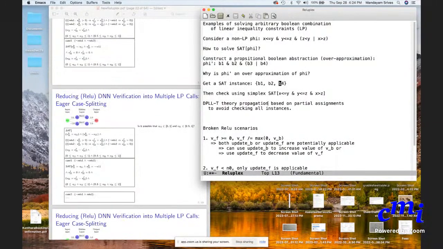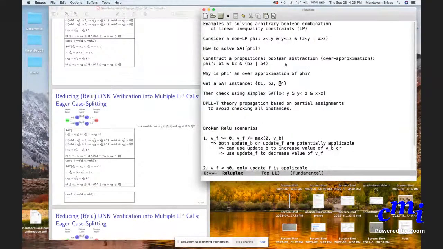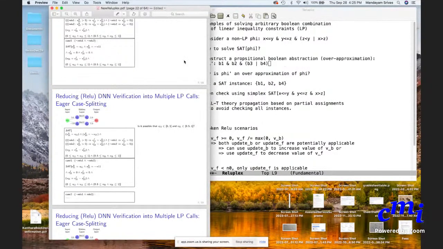Now, Reluplex is another way of doing it. I took a slight digression to very briefly give you an overview of what DPLL-T is. Now I'll go on to describing Reluplex. Any questions? But as you will see, it'll use this concept of getting an over approximation.